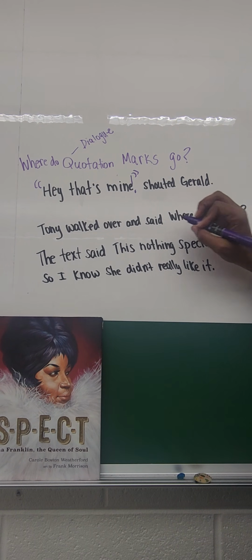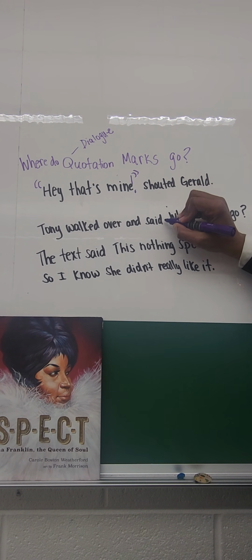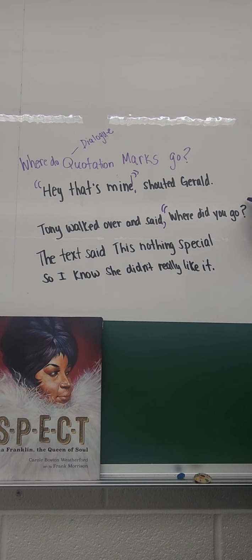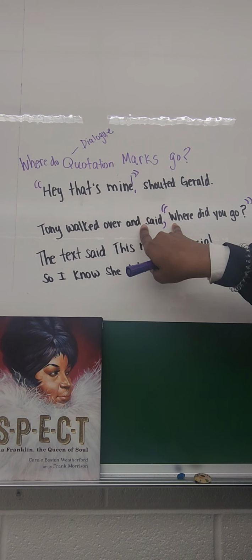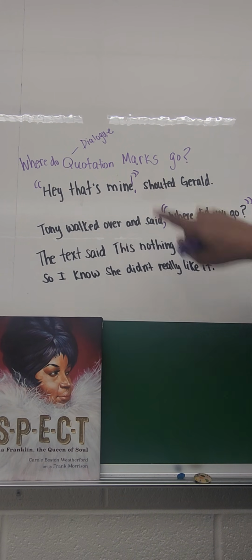So when does he start talking? He says where. So you put your comma and then your opening quotation mark, and then when you finish up, your closing quotation mark. This is called the tag, the dialogue tag. Shouted Gerald is your dialogue tag.